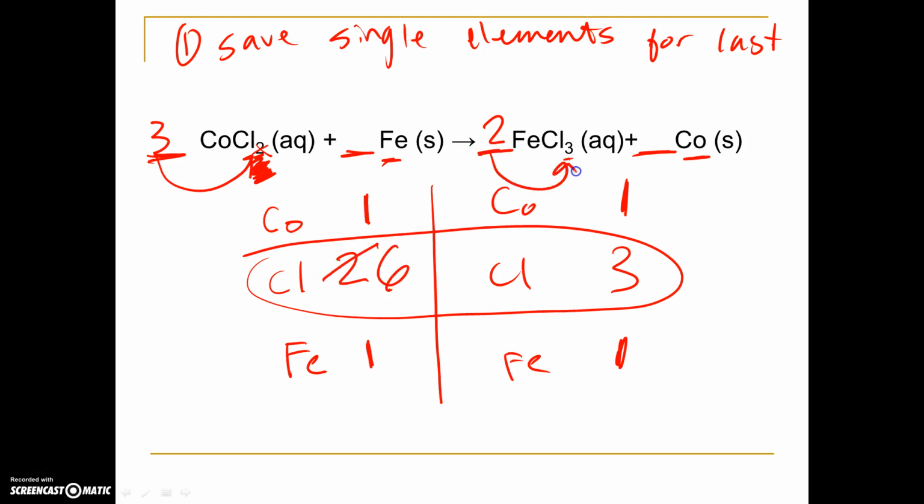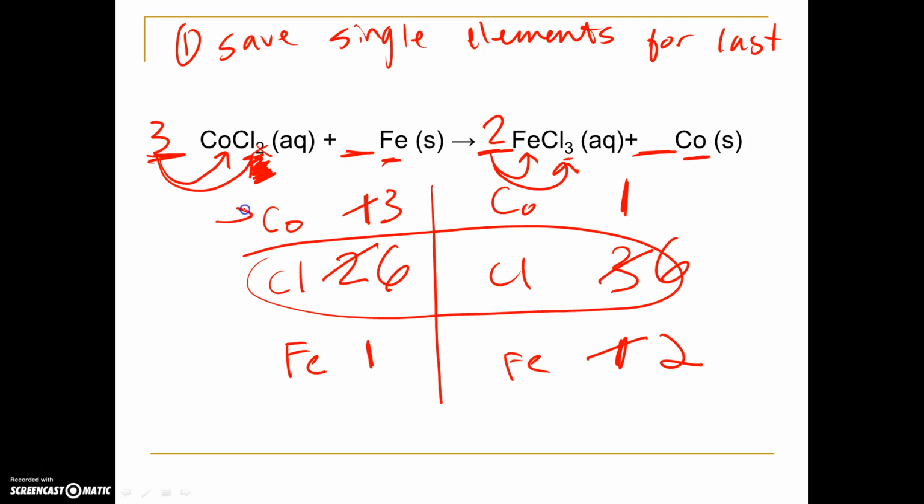And 2 times 3 gives me 6 chlorines on this side. That looks good, now those are balanced. But you can see I did mess up some other things, like this 3 does apply to the cobalt. Now I have 3 cobalts on the left, and this 2 does apply to the iron, so now I have 2 irons on the right.